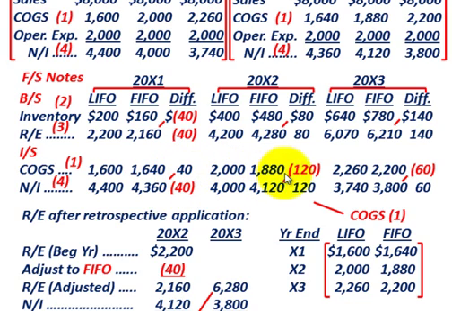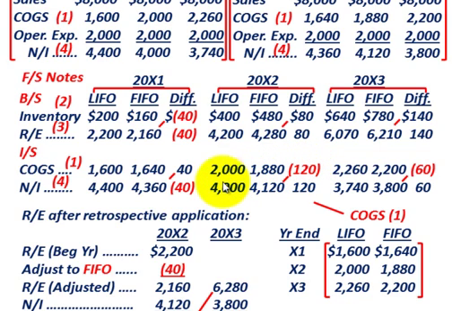And then if we went through our other years here, it would be the same. Year X2, we had cost of goods sold of 2,000 for LIFO and 1,880 for FIFO. So we had a reduction in our cost of goods sold of 120, or 120,000.